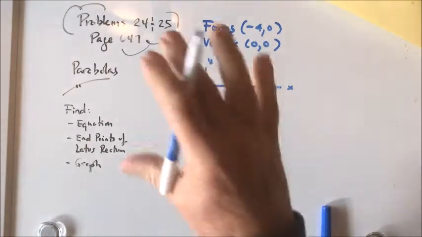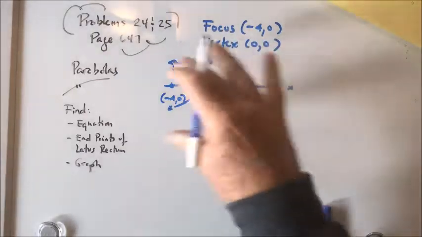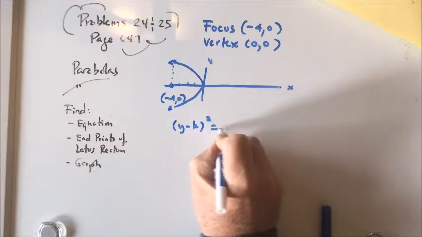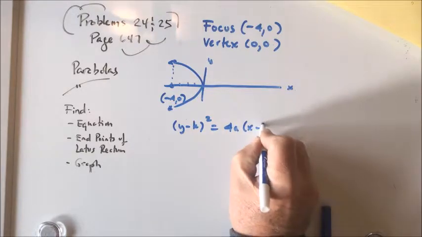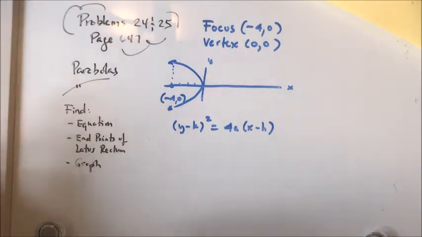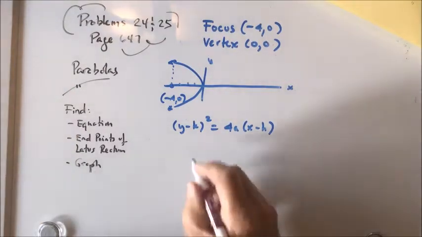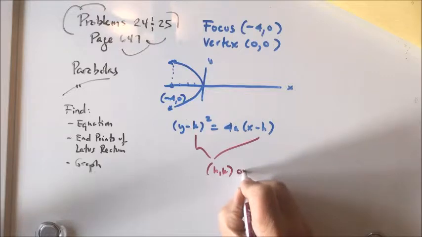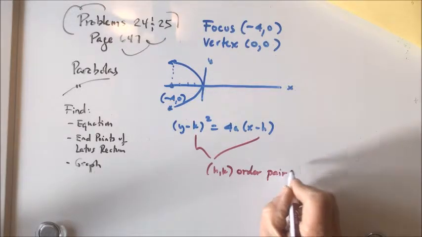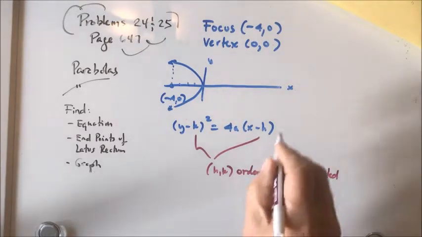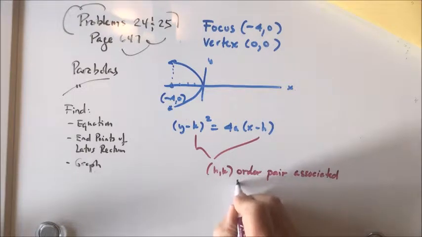First of all, what's the equation? Since I'm dealing with a horizontal parabola, it is of the form y minus k squared is equal to 4a times x minus h. Looks complicated, it's not. Let's just remember what these quantities are. H and K: HK is the ordered pair associated with the vertex. That's a long way to say that the vertex is at the point HK.